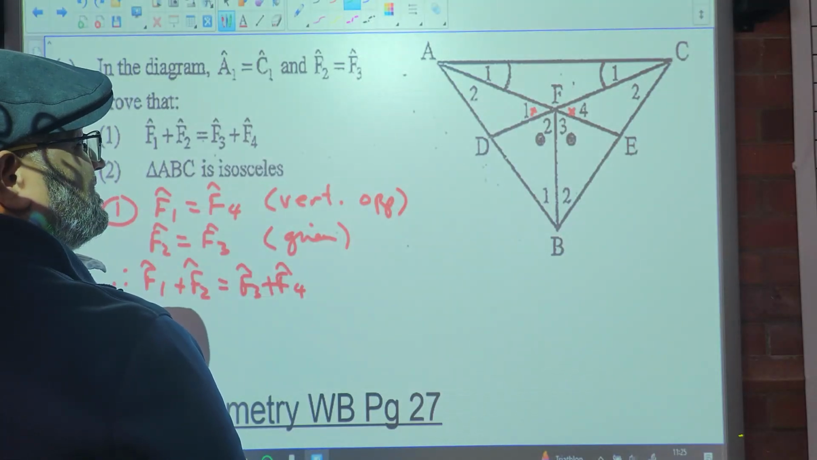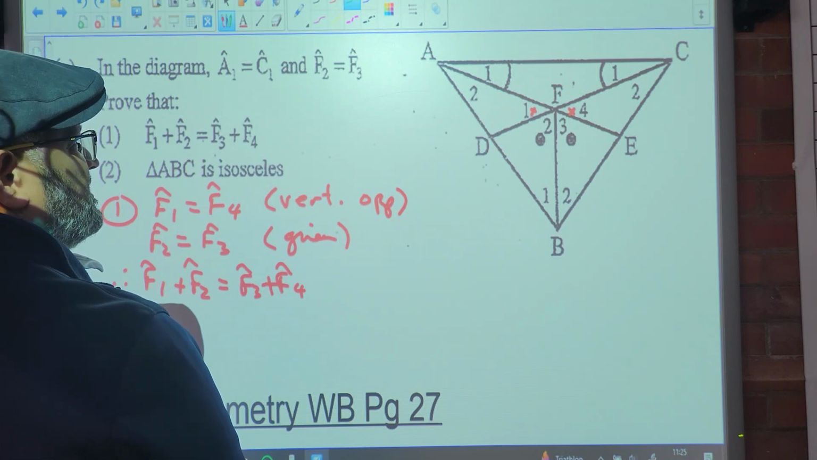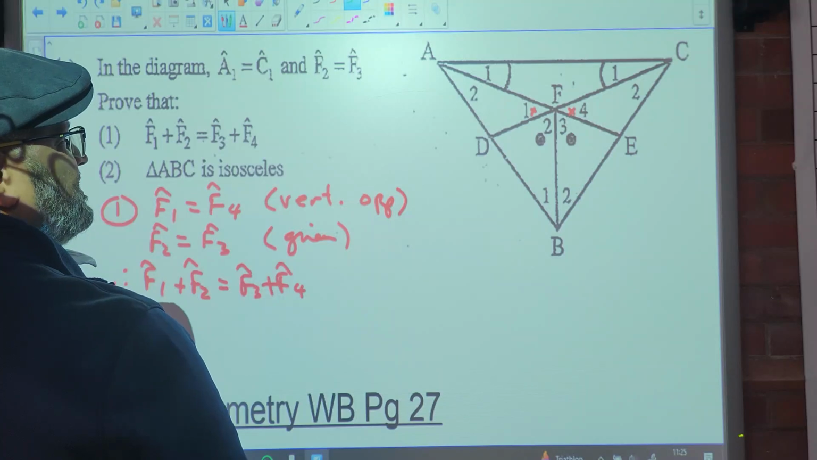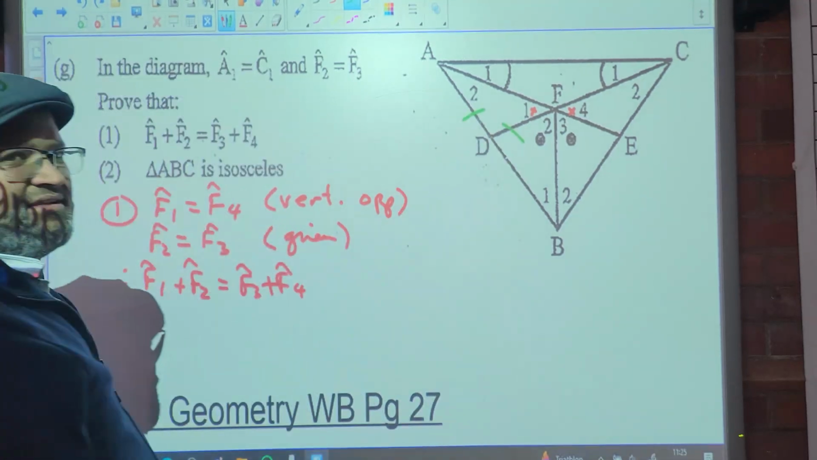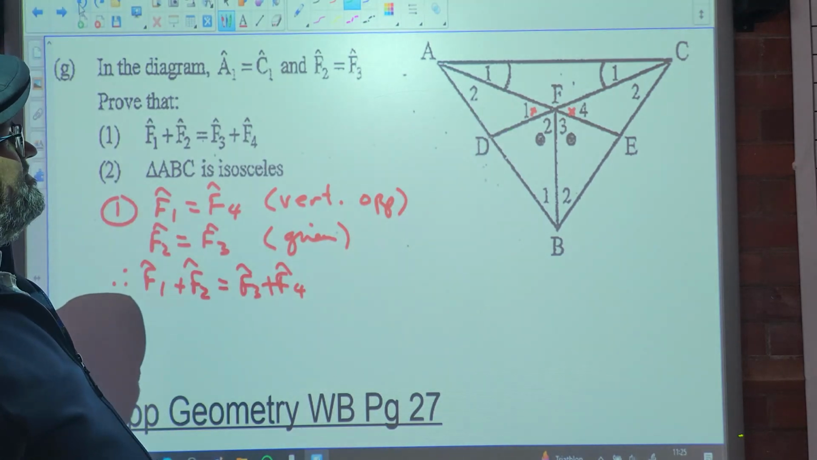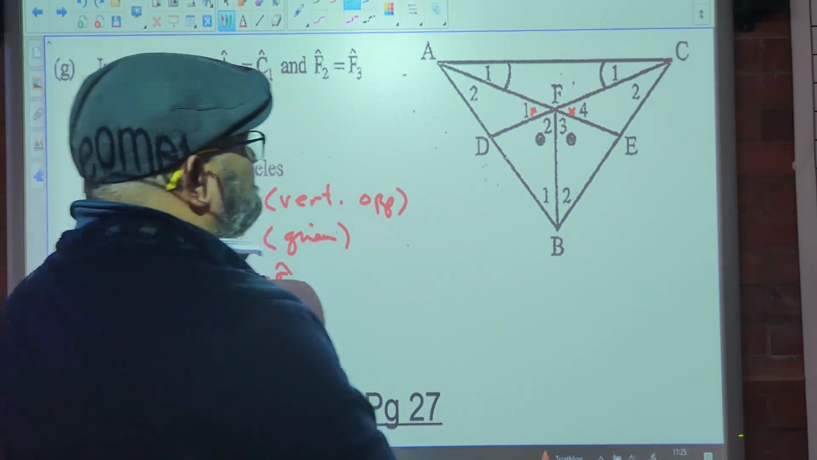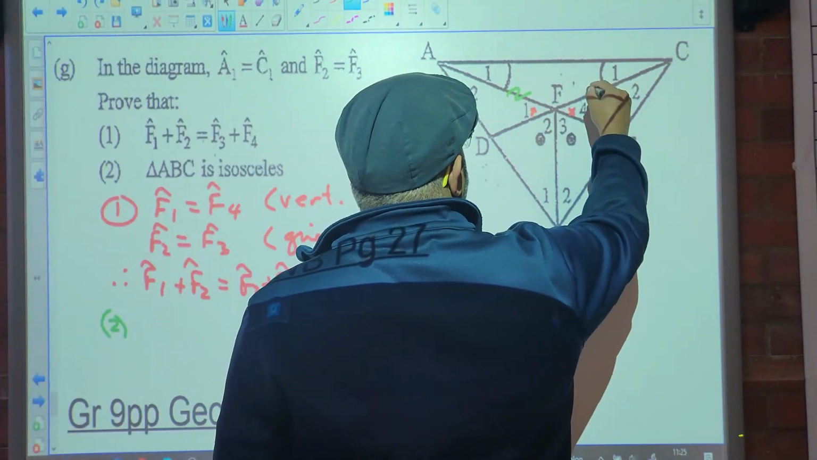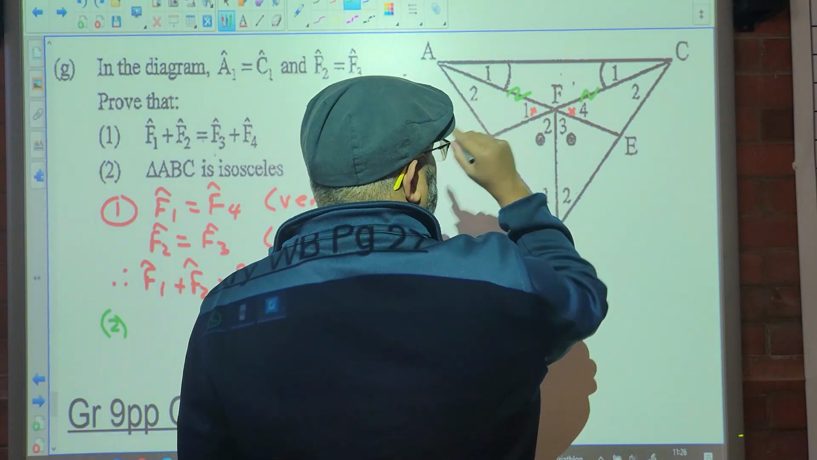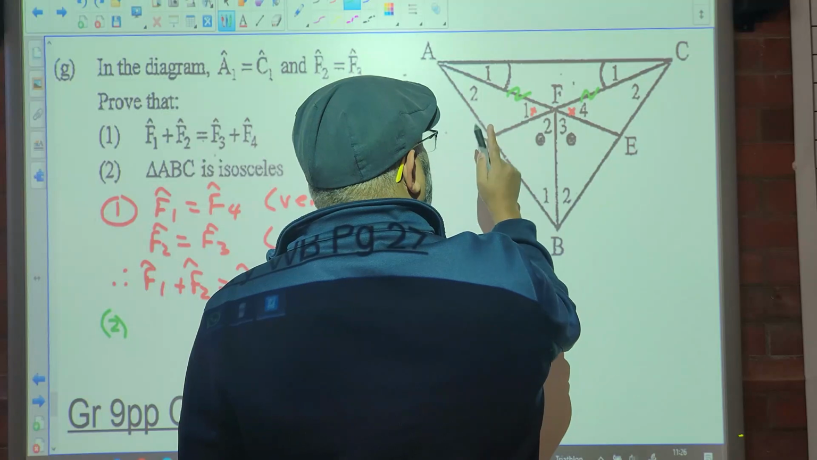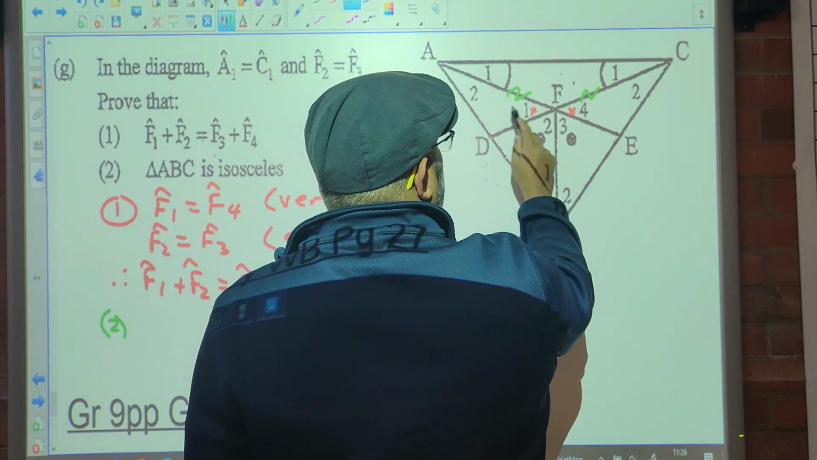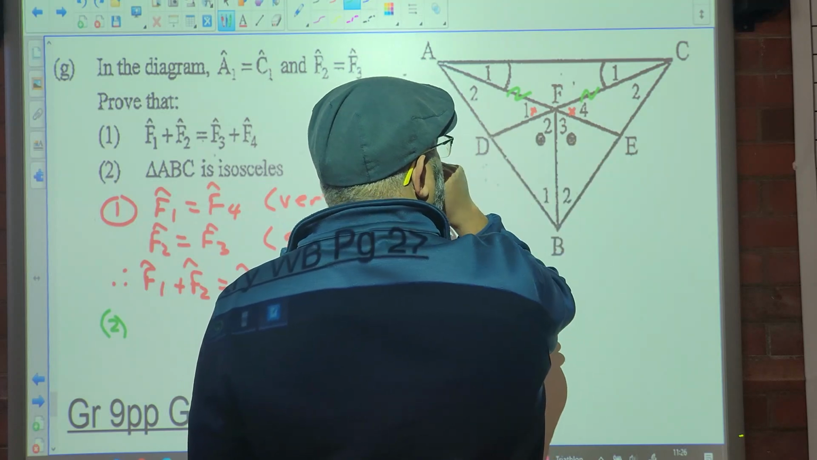F1 is equal to A2. Why? Angles opposite equal sides. But did they tell you this side is equal to that side? No, so you can't do that. So what I'm seeing is that that length is equal to this length. Okay? That angle is equal to that angle. So I either need an angle or a side here. Then I can prove those two triangles are congruent, then that angles are equal.